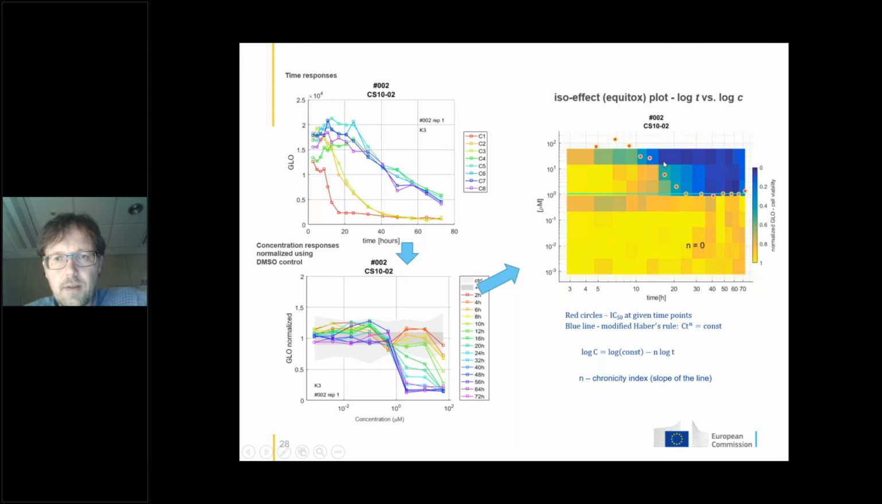And by applying the Hill fit on each time point, we got the IC50 values, which are the red dots. And then we applied the modified Haber rule fit. For this particular chemical, we got n equals 0. So this is not a candidate for chronic toxicity, but only for acute toxicity.